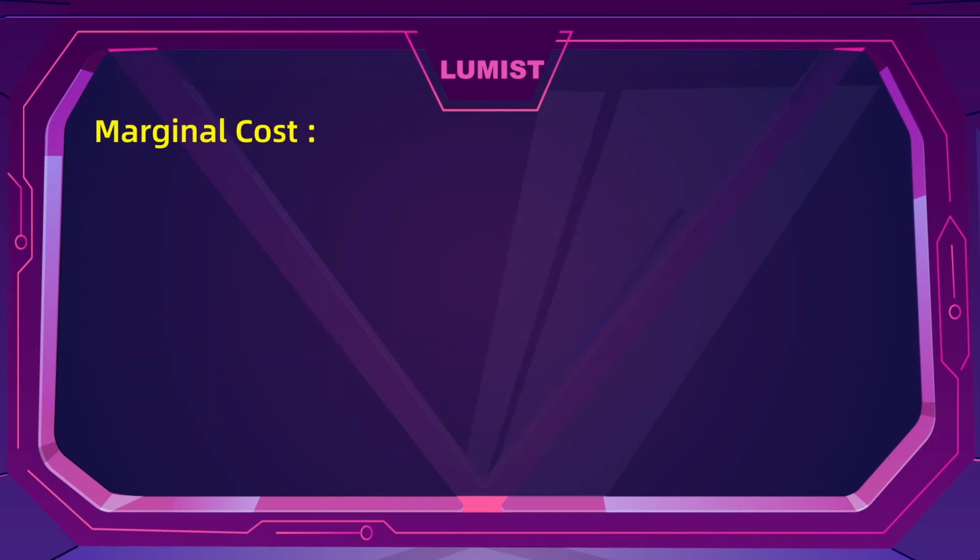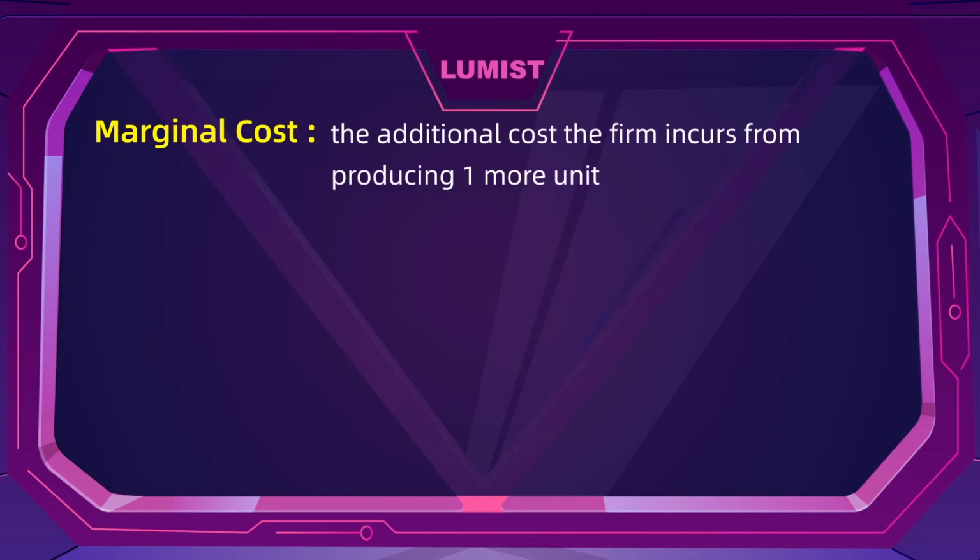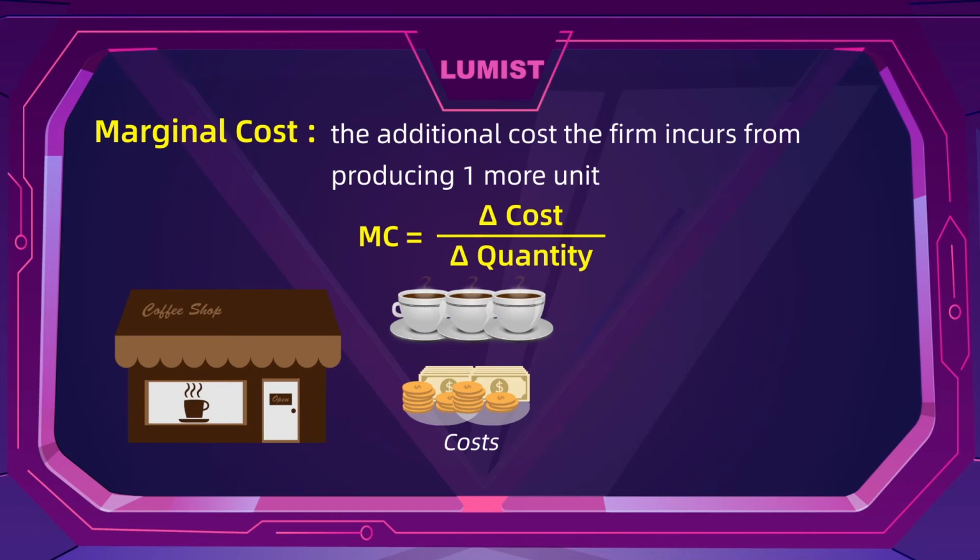Marginal cost, on the other hand, is the additional cost that a firm incurs from producing one more unit. Mathematically, it's the change in cost over the change in quantity. So for example, if the next cup of coffee that a coffee shop sells will cost them $3 to make, then the marginal cost here is $3.